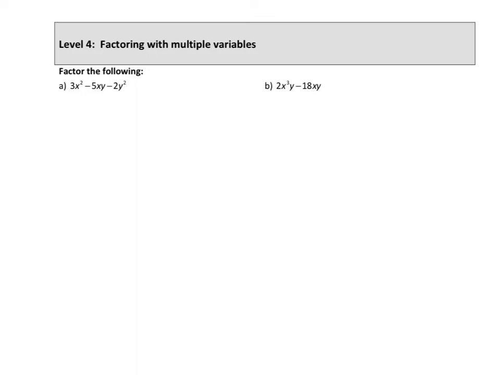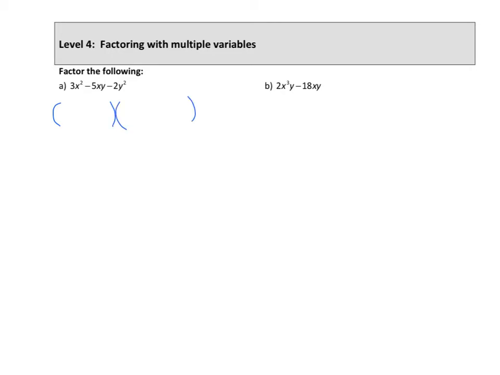In level 4, we are factoring with multiple variables. We take the same steps we did before. We always want to check for a GCF first. So looking at this first example, there's no GCF for 3, 5, and 2. So I can't factor out a number. And I look at my variables too to see if there's a GCF. And I can't, they don't all have X and they don't all have Y, so I can't take out a variable either. So since there's no GCF, I go to my two sets of parentheses.